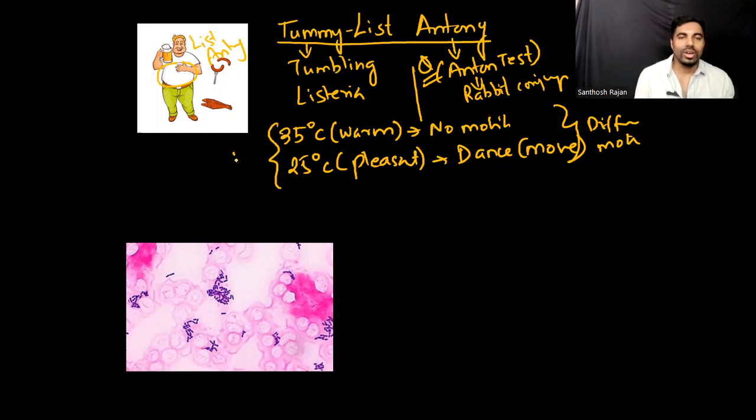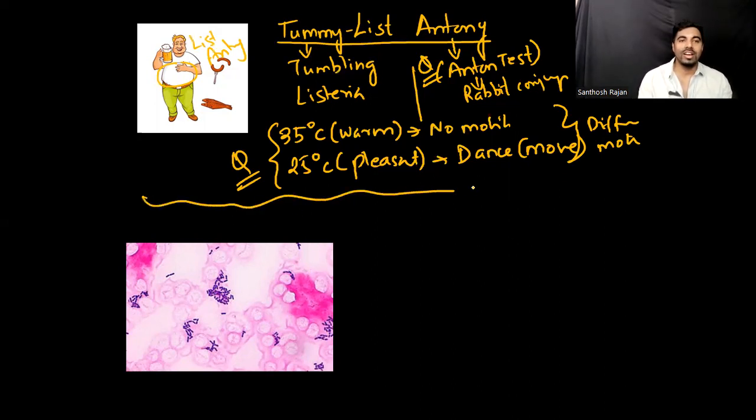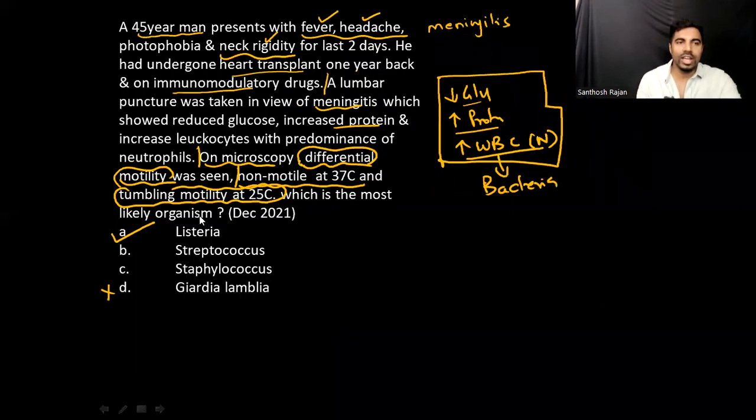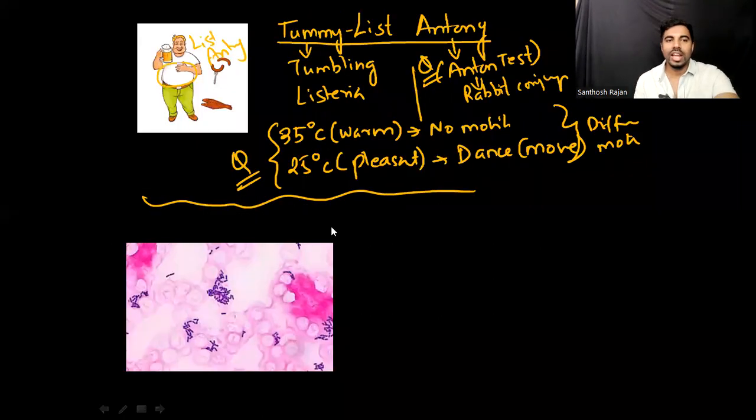Okay, right, so this is the one. You'd remember differential motility. So easy. This year, what happened? You might not have this. They will give the same question, a question either up to neutrophils, but on microscopy, instead of giving differential motility, you know what they will give?